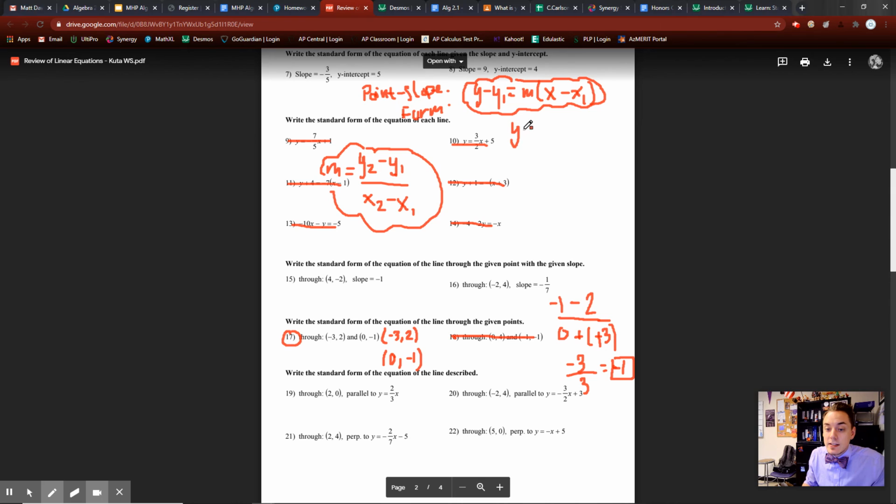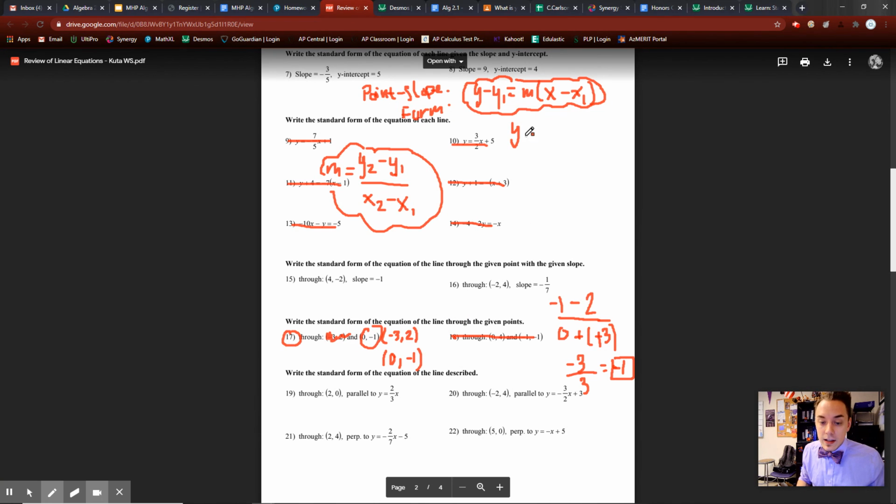So my y stays the same. What's my y1? Does it matter which point I choose? No, it doesn't. I'm going to choose the easiest one. Because the line goes through both points, all I need is 1 point from that line. I'm going to pick the easiest one that they give me, which is 0 and -1.